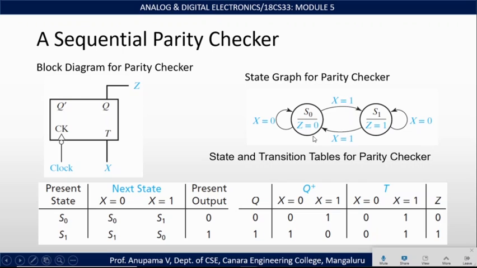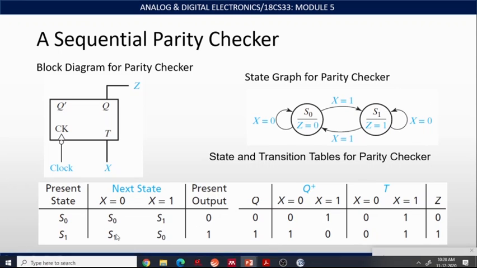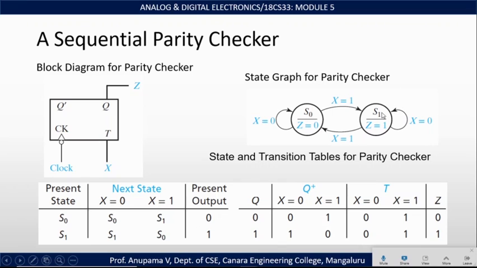Similarly, look at the diagram here. If the present state is S1 and the input is X is equal to 0, what is the next state? S1, right? So, I have written S1. If the present state is S1 and the input X is equal to 1, what is the next state? S0, right? S0. So, this is how we write the state table.